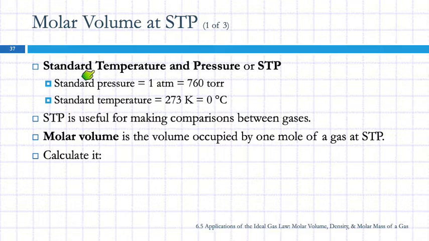So STP stands for standard temperature and pressure. Standard pressure is 1 atmosphere or 760 torr. It's like regular pressure, right? Standard temperature is 273 Kelvin or 0 degrees Celsius. And again, I would argue that that should be 273.15 Kelvin.